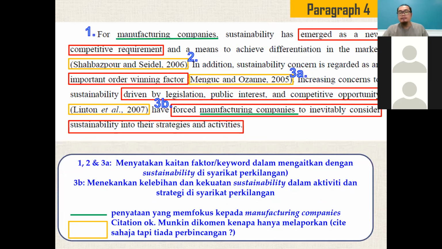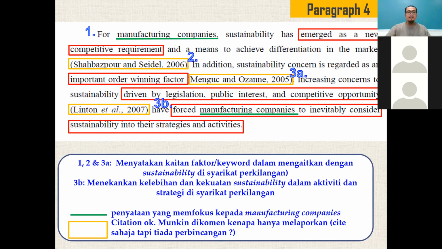Okay. Paragraph number 4. For manufacturing companies, sustainability has emerged as a new competitive requirement. So they're looking on the competitors. Okay, and to mean chief difference in the market. Okay, in addition, sustainability concern regarded as the important order to winning factors, and the sustainability, so increasing concern sustainability to drive to legalization, public interest, competitive opportunity, force manufacturing company to inevitably consider sustainability into their strategies activities.